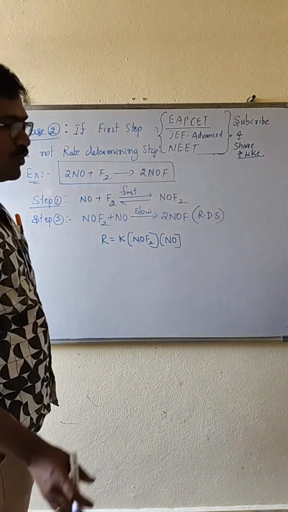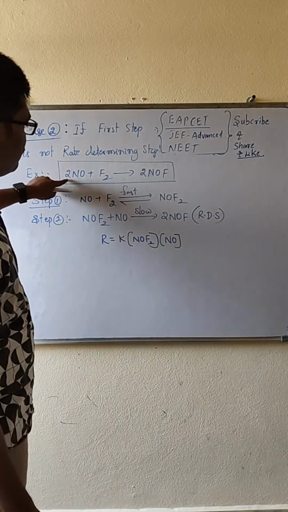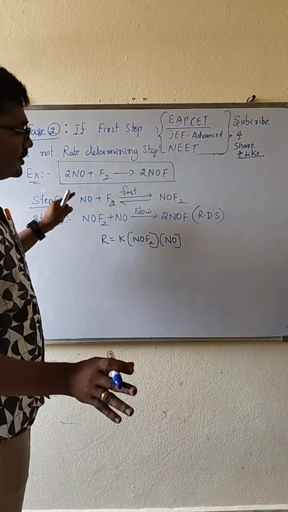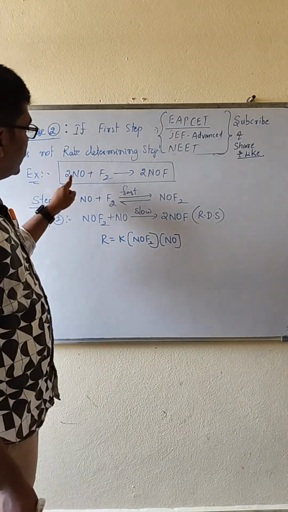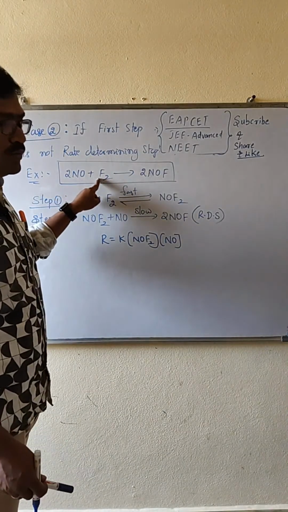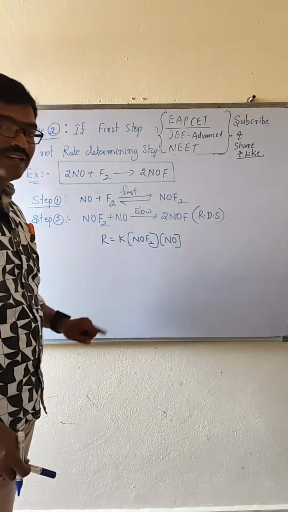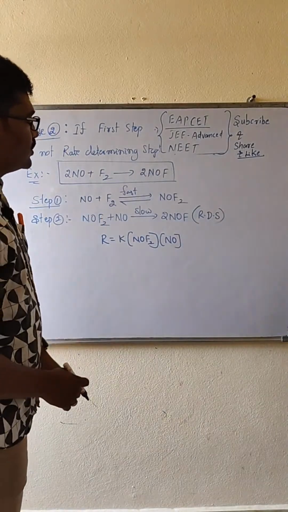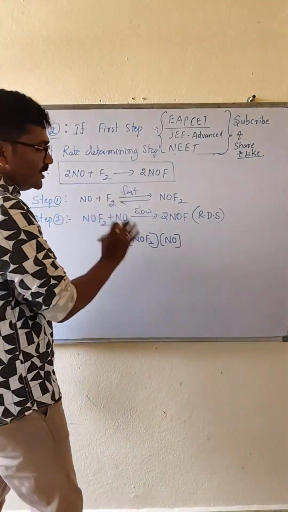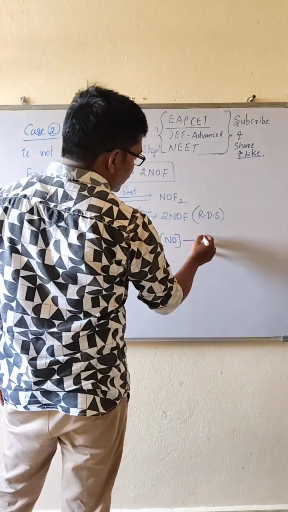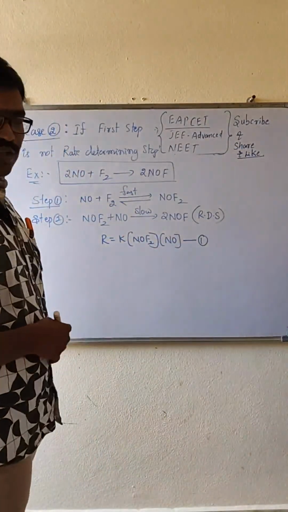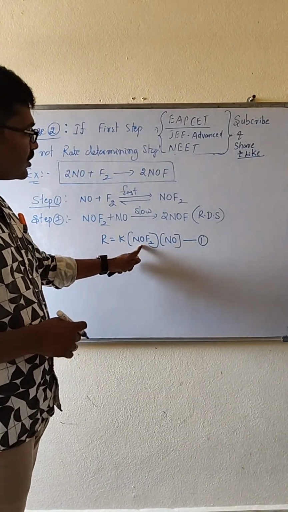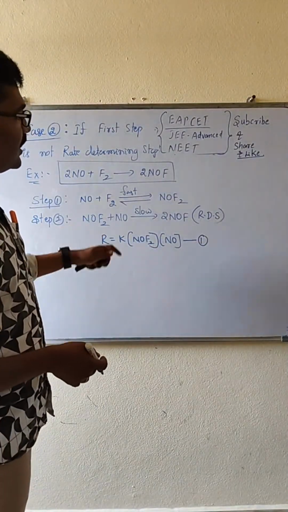it is actually wrong. Why is it wrong, sir? What is the actual reaction? 2NO plus F2. The rate of reaction should depend on either NO or F2, but not NOF2, right? Are you getting my point? NOF2 is not in the reactants, so this equation is actually wrong. The NOF2 in this equation is an intermediate. Since it is formed in the middle, we call it an intermediate. So we have to obtain this intermediate concentration from the first equation.